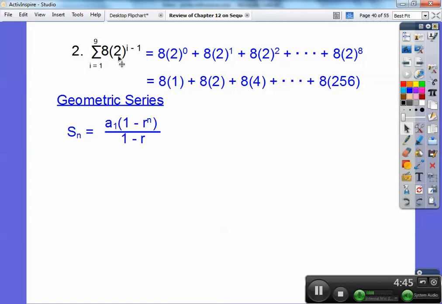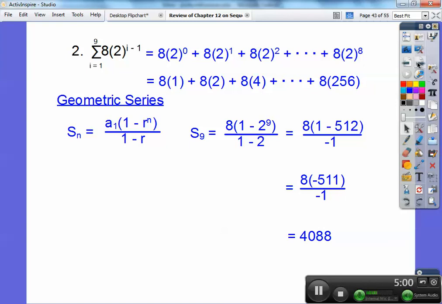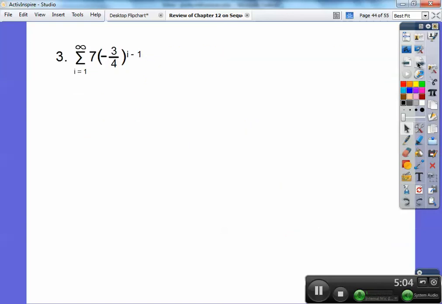That's always r inside the parentheses right there. Okay, so I need my first term, which is this guy, 8, times 1 minus r, which is 2, to the nth power. n is 9, over 1 minus r. All right, so there we go. Plug them all in and crank out the numbers, and we get 4088. All right.